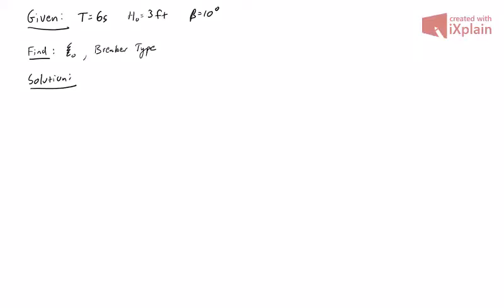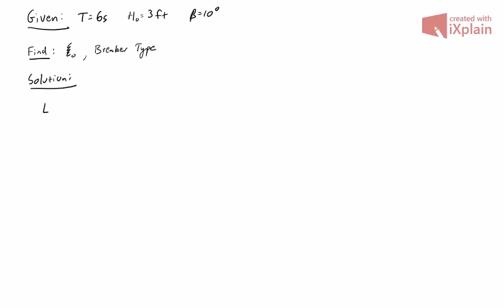All right, so we are given that we have a beach. It has a slope of 10 degrees. It has waves coming into it that have a period of 6 seconds, a deep water wave height of 3 feet, and then it asks us to find the surf similarity parameter for the waves, and then also what kind of breakers are going to happen at that beach.